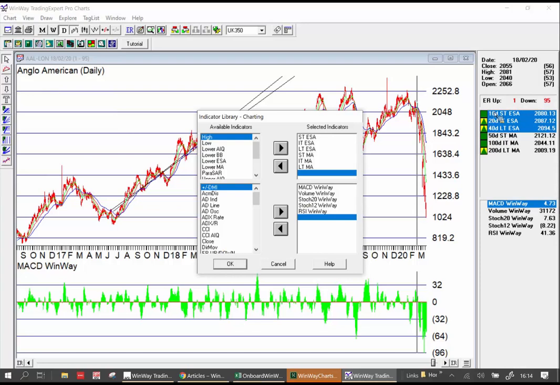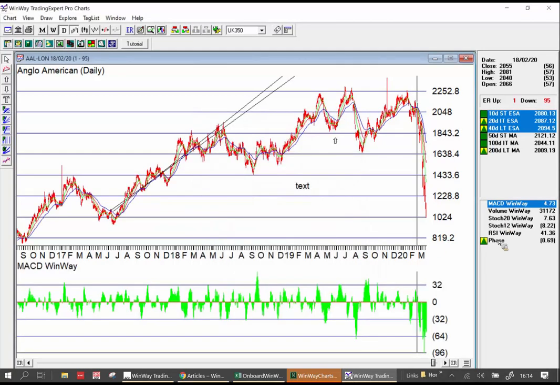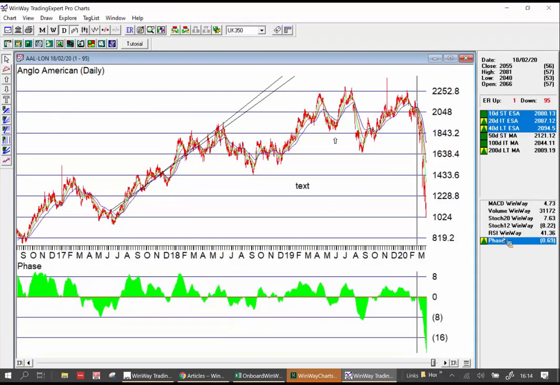So I want to look at the phase, so I'm going to flip down here till I find the phase, use the arrow to send it across to the other side. Once it's across the other side here, I'll OK it, and now my phase appears on the right-hand side and available for me to look at, which I will do. So what you want to look at is where the phase matches the expert rating.